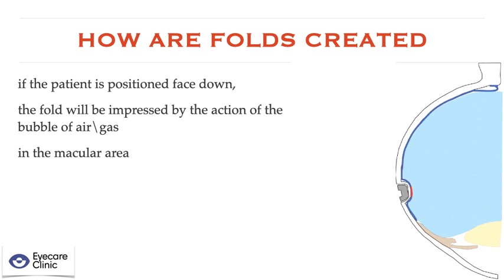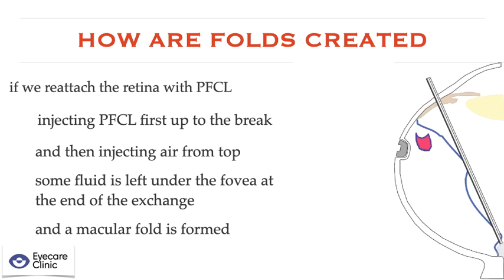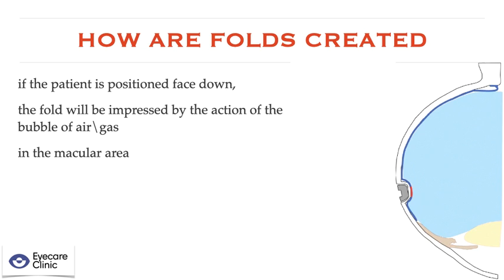And if the patient is positioned face down, the fold will be impressed against the choroid by the action of the bubble of air. If we select to use PFCL, a very common way is to inject PFCL first up to the break and then to inject air and exchange PFCL with air. Again, if the patient is then positioned face down, the fold will be impressed against the choroid by the action of the bubble of air.